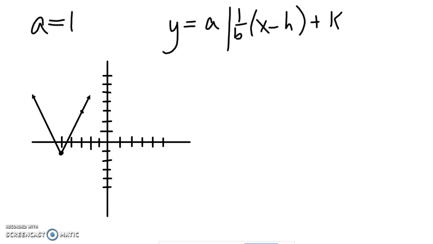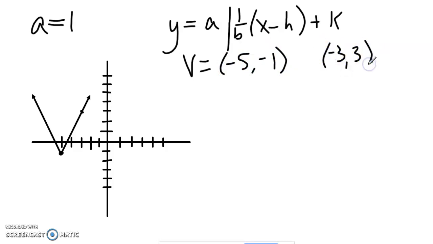All right, so our second graph, we know a equals 1. The vertex is at -5, -1, and one of the points it goes through that we've identified is -3, 3. So we have our vertex, -5, -1, and a point that it goes through is -3, 3. We're going to use that information to help us find b, and also that a equals 1.